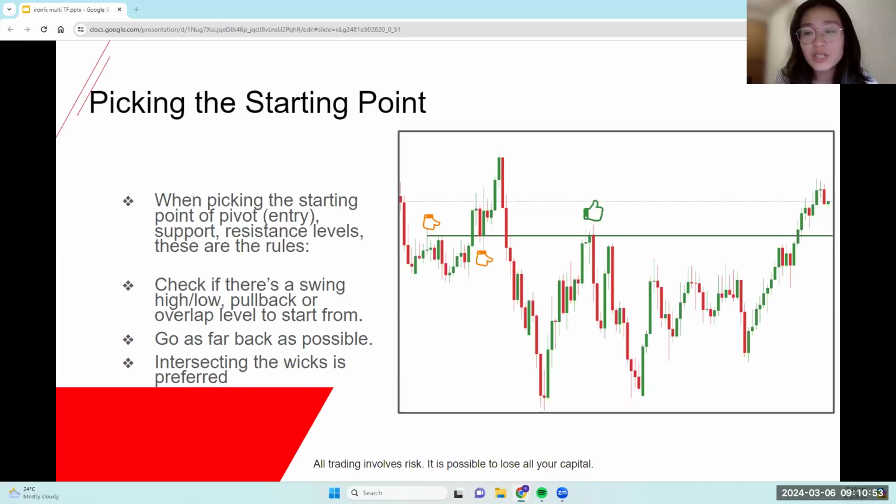Intersecting the wicks is preferred. You can refer to this image here. You can see this green thumb is obviously recommended, because it cuts through only the wicks of the candlesticks. These are okay because even though it does cut through only the wicks, it's not that preferred, because there isn't a very clear swing high or swing low over here. Preferably we want to look for intersections that we will see in the coming slides.